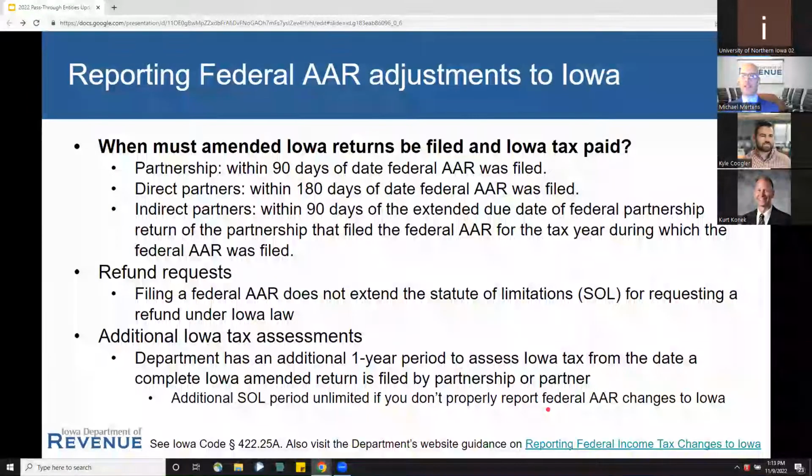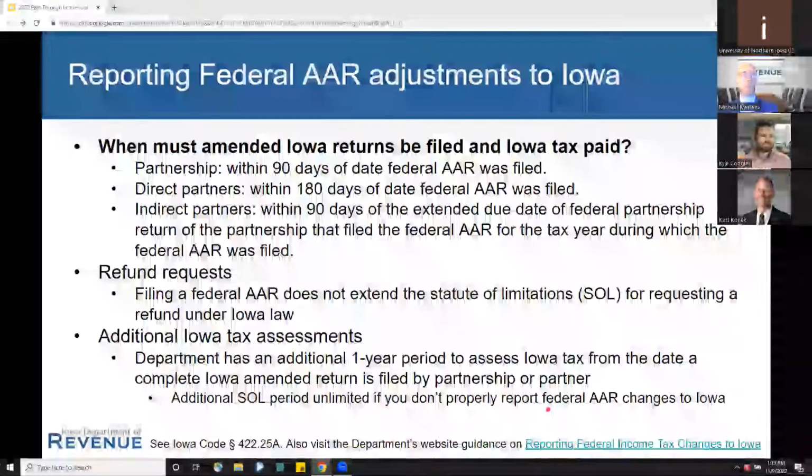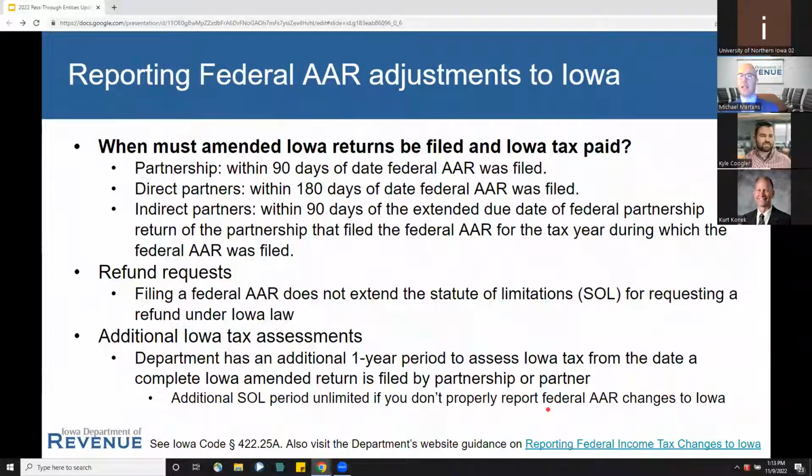So when do these things need to occur? Once a partnership files an administrative adjustment request, when do those changes need to be reported to Iowa? So the partnership has 90 days from the date of the federal AAR to file an amended return and issue amended K-1s. Those direct partners in the partnership have 180 days. They get an additional 90 days from the date of that federal AAR to incorporate those Iowa K-1 changes and file an amended return.